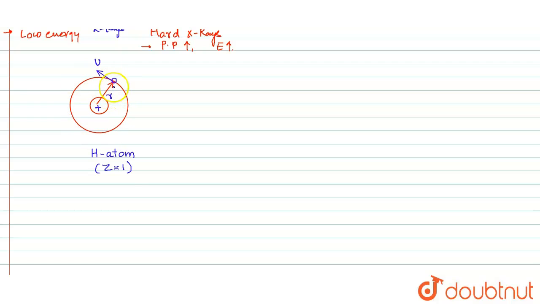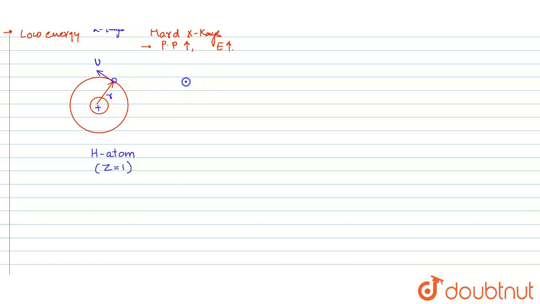Let us say that this electron moves with a constant speed v and the radius of this circular orbit is r. Now how can you find the total energy of this electron? The electron is moving, so it will have kinetic energy, and there will be electrostatic attraction between the electron and the nucleus, due to which it has electrostatic potential energy.